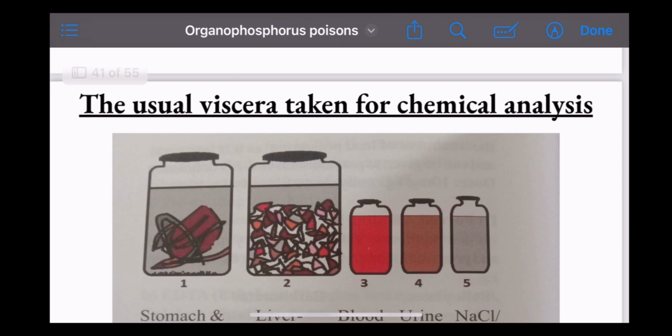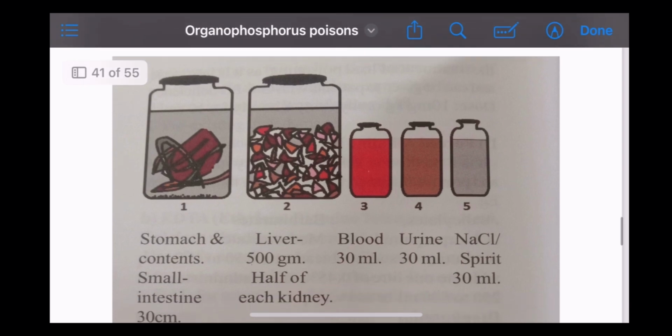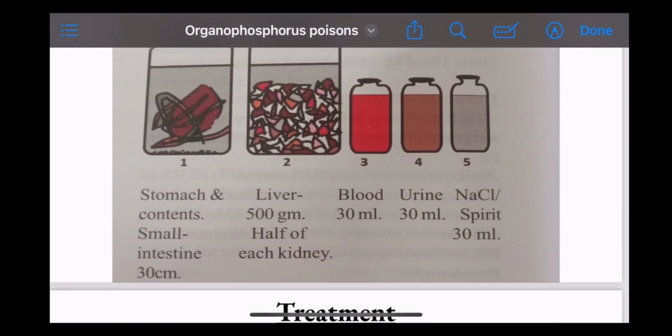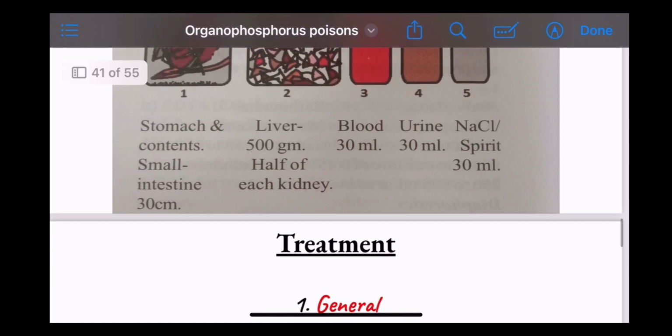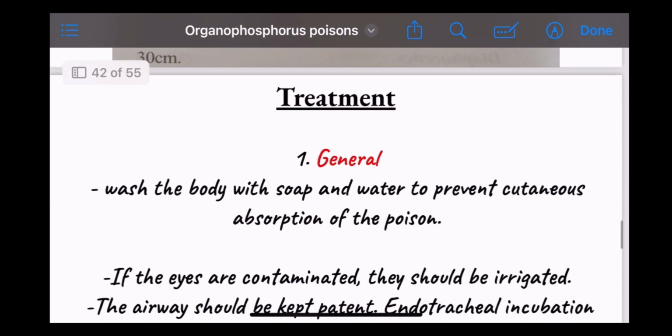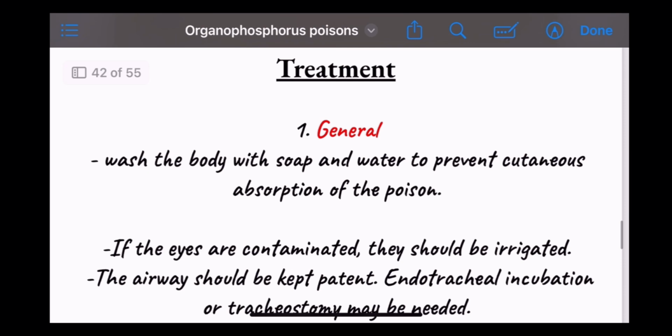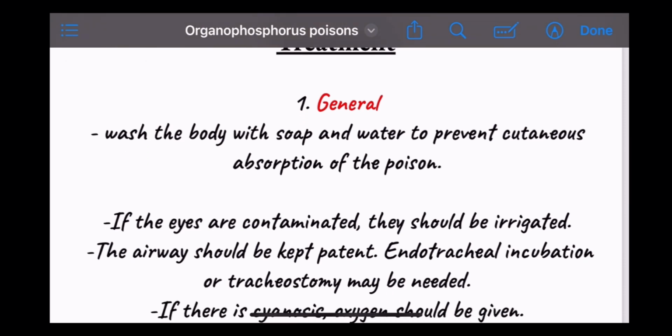They also ask in viva what the usual viscera taken for chemical analysis are. So you have to remember the stomach and its content, small intestine 30 centimeter, liver 500 gram, half of each kidney, then blood 30 ml and urine 30 ml. NaCl or spirit can also be taken for preservation. Then the treatment part: wash the body with soap and water to prevent cutaneous absorption of the poison.